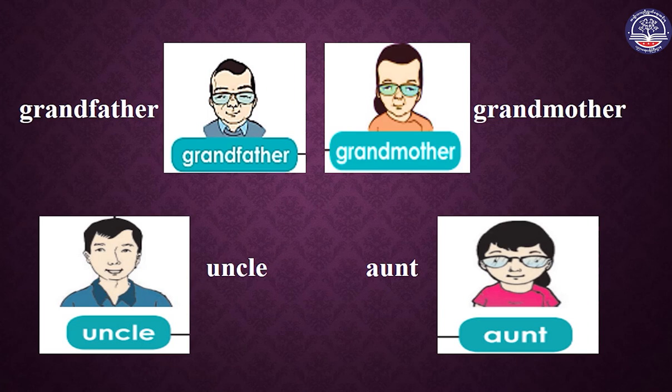Here's four pictures. Look at the first one. This is grandfather. The next one is grandmother. We already know father and mother. So this time, grandfather and grandmother. Do you know what they are? Grandfather and grandmother. Grandfather means popo and grandmother means popwa.